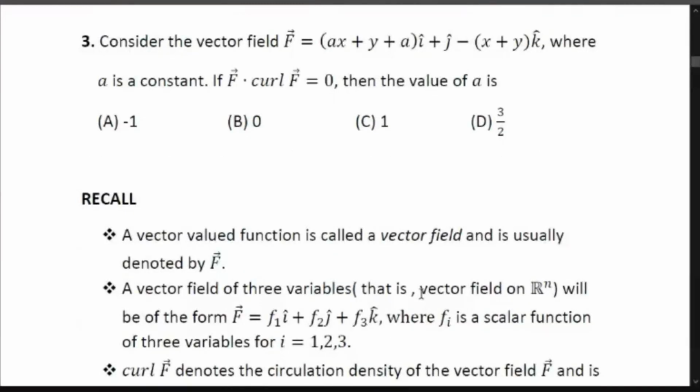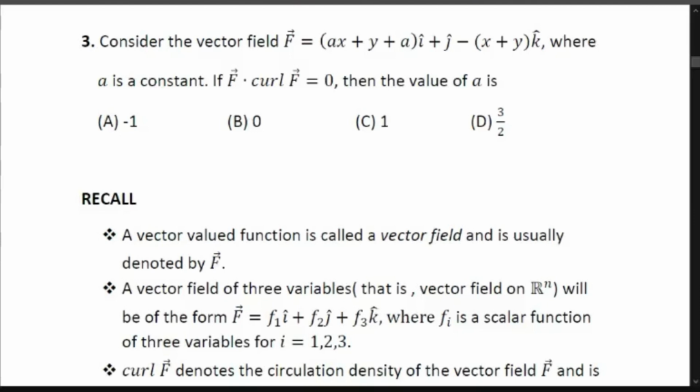So next question is, consider the vector field F, given by (ax plus y plus a)i plus j minus (x plus y)k, where a is a constant. If F dot curl F is equal to 0, then the value of a is. So you have given a vector field and given a condition that F dot curl F is 0, you have to find out the value of a.